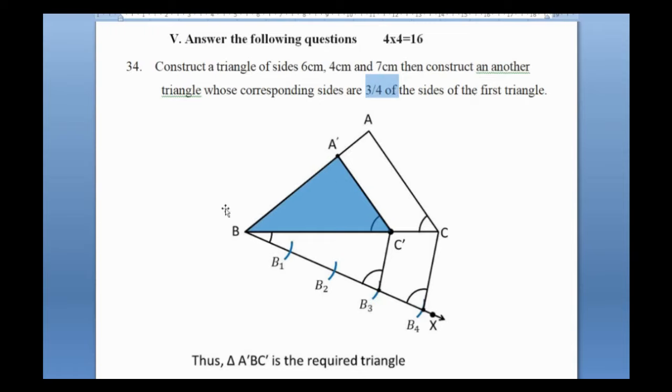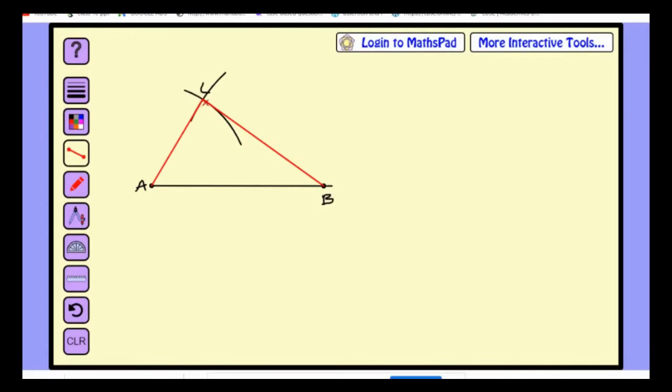So the construction looks like this, and the green shaded part is our required triangle A dash B C dash. A dash B C dash is 3/4 of the triangle ABC. Let's see the procedure for how to construct this triangle. First, we have to construct a triangle ABC with the given measurements. AB is 7 centimeters, BC is 6 centimeters, and AC is 4 centimeters.